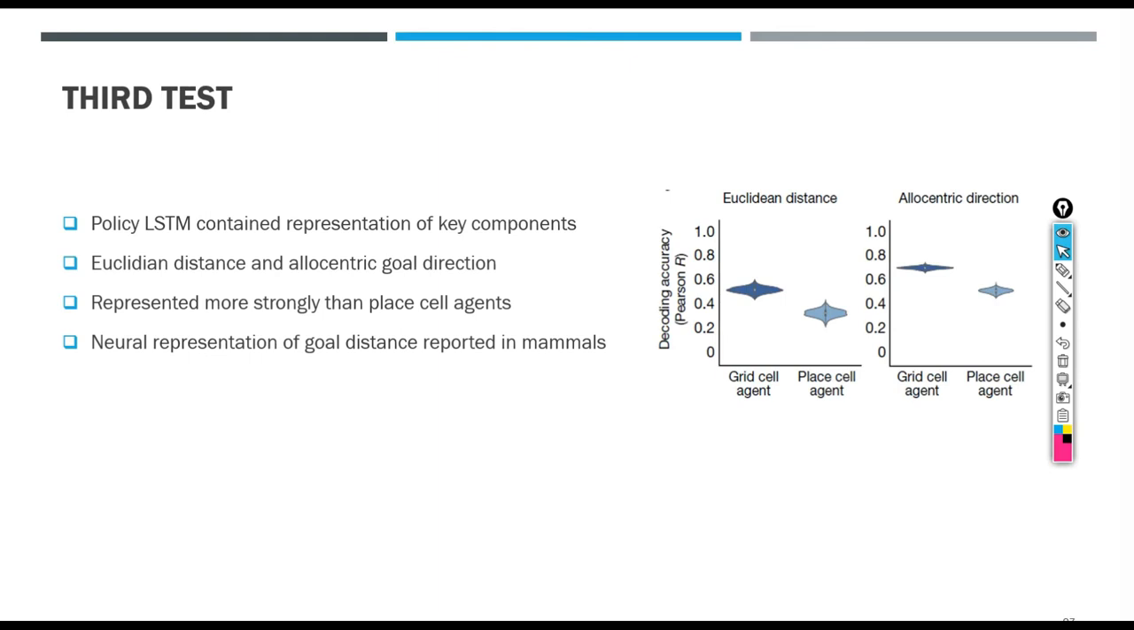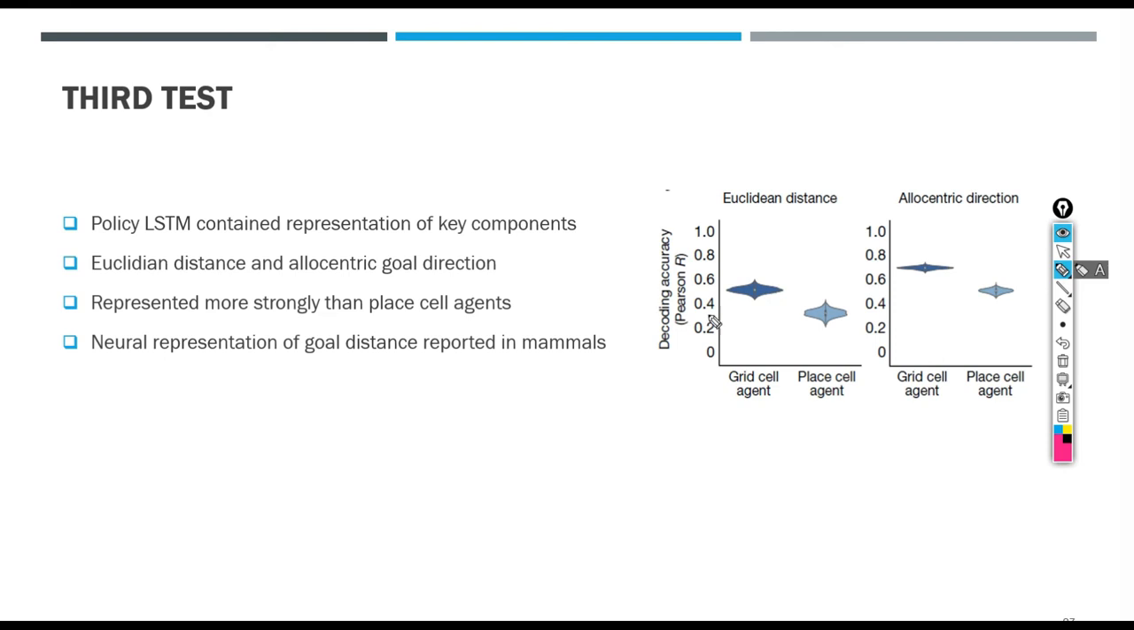And in the third test, the policy LSTM of the grid cell agent contained the representation of key components of vector-based navigation. So if you look at the figure, it indicates the decoding accuracy of the place cell agent and the grid cell agent. Here it shows the decoding of goal-directed metric codes. By metric codes, this particularly means the Euclidean distance and the direction, which were derived from the policy LSTM of grid cell and place cell agents. And the bootstrap distribution over 1000 samples of correlation coefficients is displayed with a violin plot overlaid on a Tukey box plot.